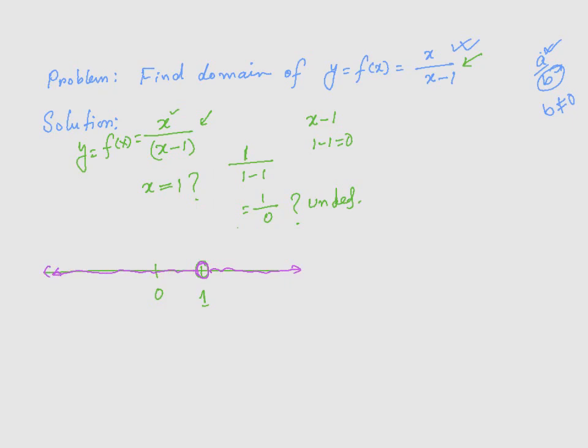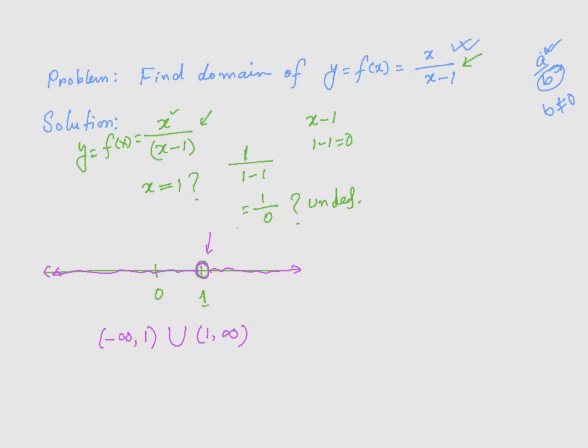So, we do not want only one value from the number line, which is 1. If I want to put it in interval notation, it's going to be negative infinity to 1, close parenthesis, then union 1 to positive infinity. This is how you would represent it. Okay? So, this is what it means to find the domain of a rational function.